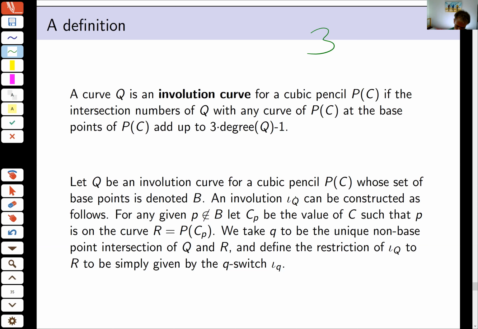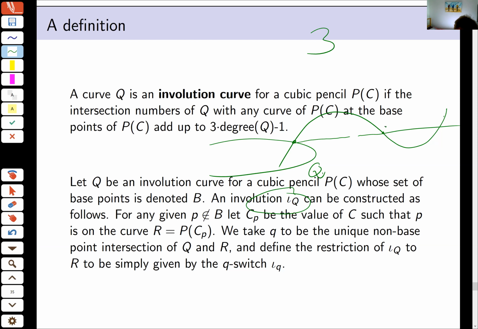So how is that involution defined? If you have your involution curve Q, you want to know how I_Q acts on a point P. What you have to do is look at the curve in the pencil that goes through P. Then you look at the intersection of that curve with your involution curve, and then you take the straight line through that point. So this is P, this is Q, and then the involution I_Q will interchange P and I, and that is how your involution is defined.